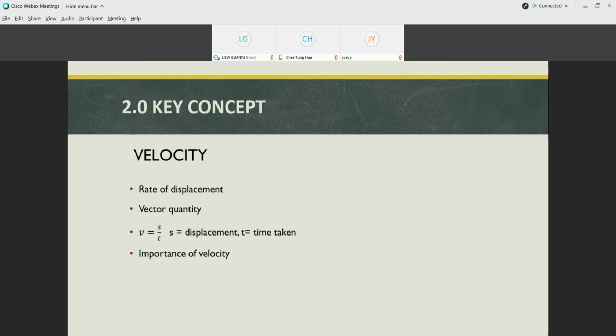Velocity is very important in many fields. For example, when we travel, we can estimate the arrival time of an aeroplane by knowing its velocity and initial time. From that, we can construct a timetable for traveling.